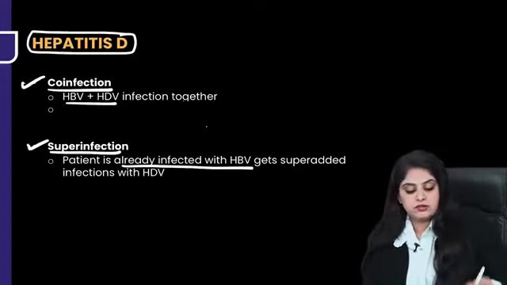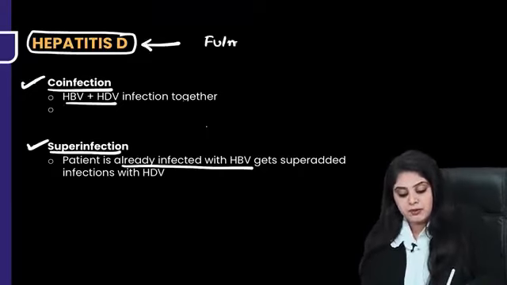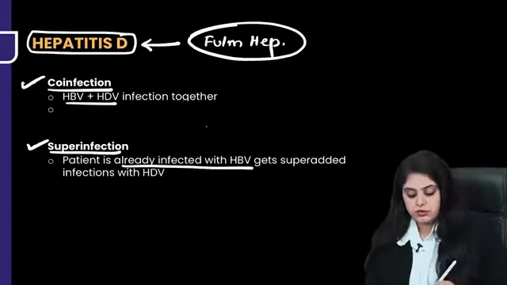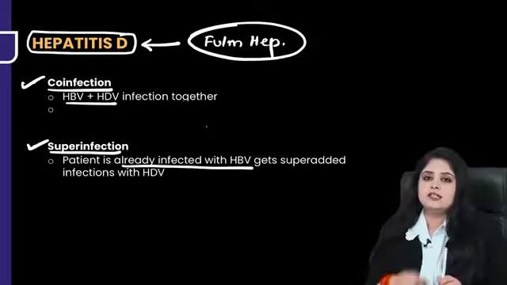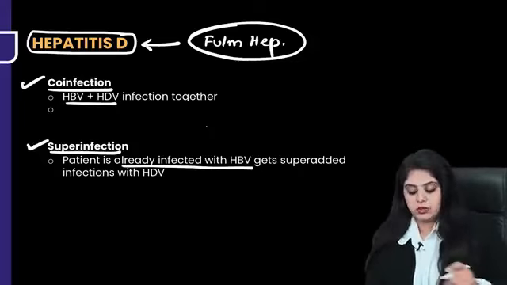So co-infection and superinfection are phenomena seen with hepatitis D. I hope you remember this is the one that was causing fulminant hepatitis. Now I want to ask you, if I correlate this information with pathology, what are the different pictures that you can see in pathology?